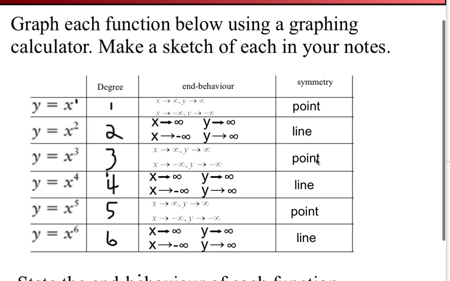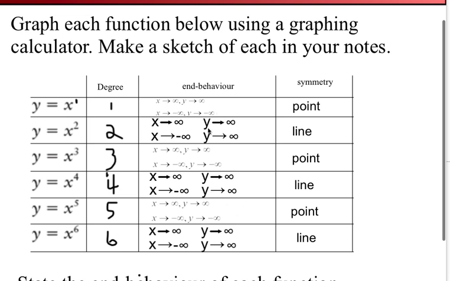And also, it was point symmetry. Now, if you try to think about it as x goes out to infinity and y is going up, you could grab that part and rotate it around the origin, and it would fall right on top of the negative portion of the function. So it had point symmetry there. And what you should have noticed here is all of the odd degree polynomials had the same end behavior. They looked relatively the same.